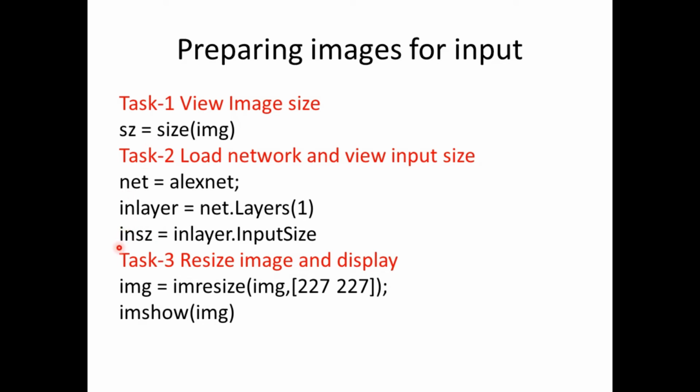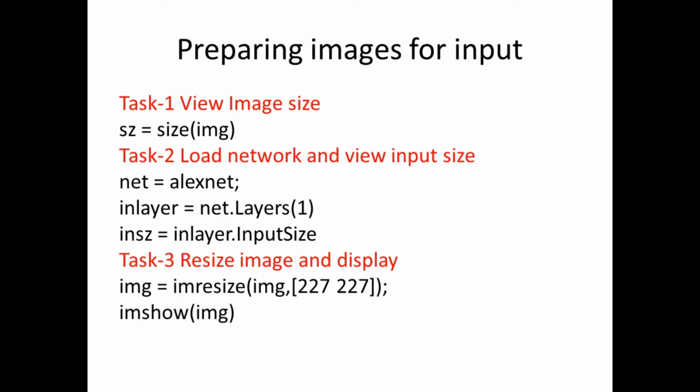As you can see on the command window, sz and inz are not the same. So we resize the image as per the requirement of the network. We use the command imresize for the image. The size that we have measured from the neural network is 227 by 227. So we mention those row and column sizes and assign it to img. So the image has been modified, or overwritten, in the img variable.